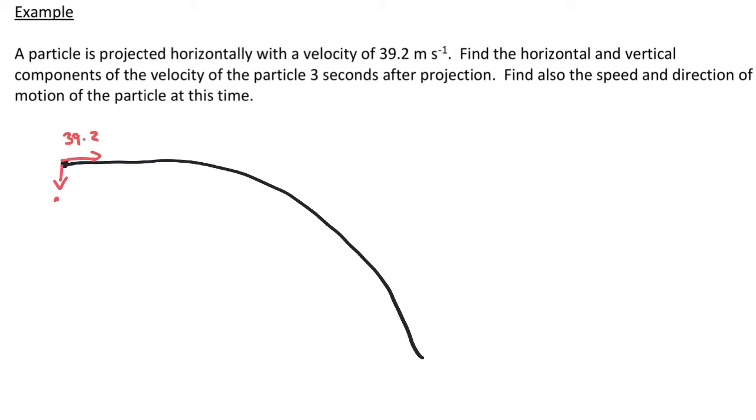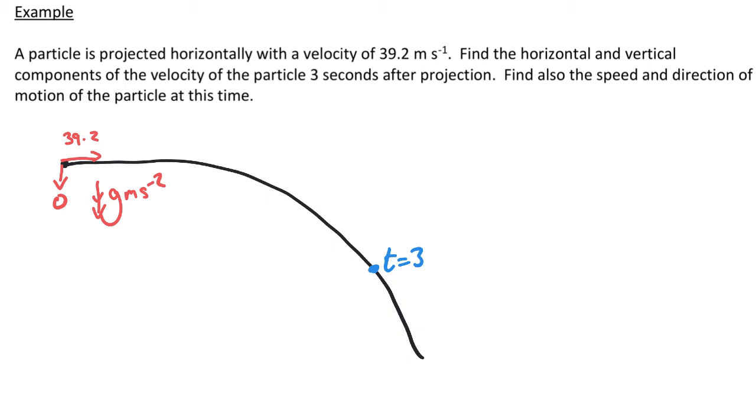and there's no vertical motion there. We could put in our gravity, so it's going to be pulled down by g meters per second squared. And we know at 3 seconds, let's say that we're here, when t equals 3.